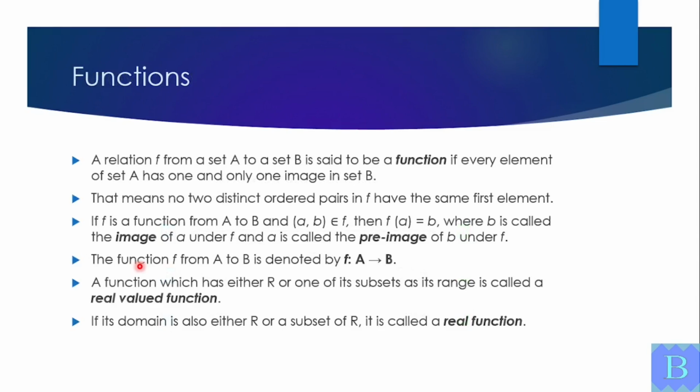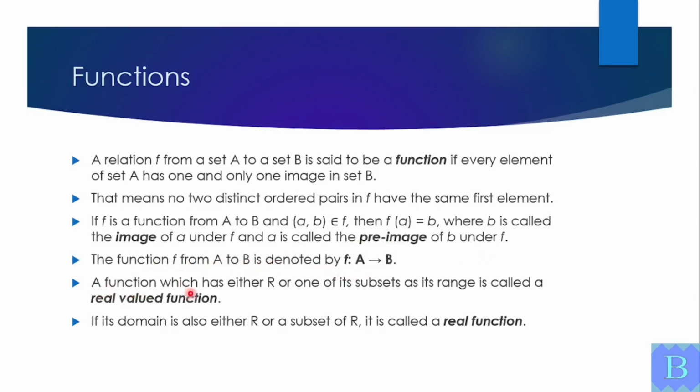A relation f from set A to set B is called a function if every element of A has one and only one image in B. This means no element in A is left out. No element in A maps to more than one element in B. If f is a function from A to B and (a, b) belongs to f, then we write f(a) = b. Here, b is the image of a under f, and a is the preimage of b. We denote the function as f: A → B.